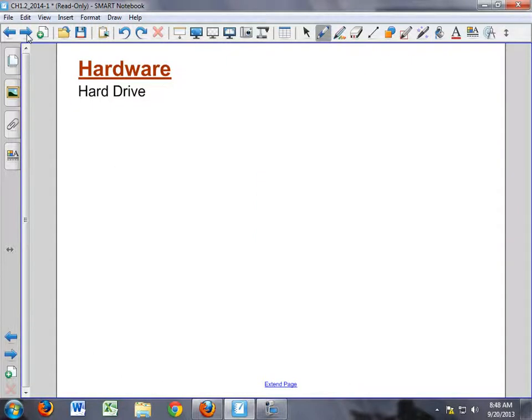So we got our hard drive. It's important. What do we keep on it? What's the biggest, most important thing that we keep on the hard drive? Software. Yes, it is software. What's the most important software on the hard drive? Like Microsoft, or... Okay, and that's called the operating system.